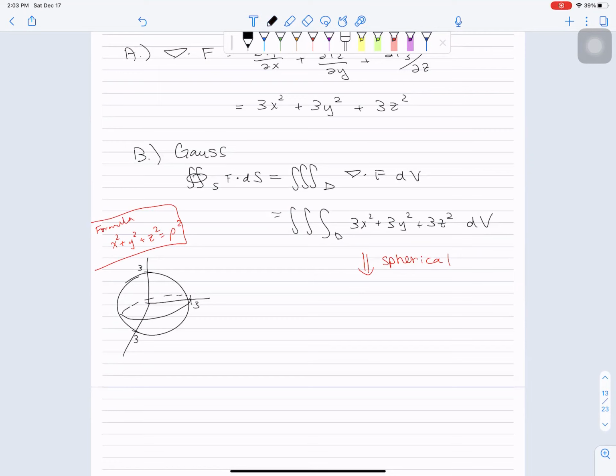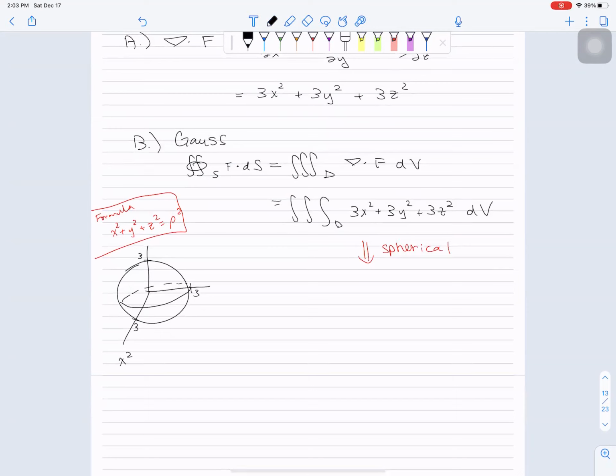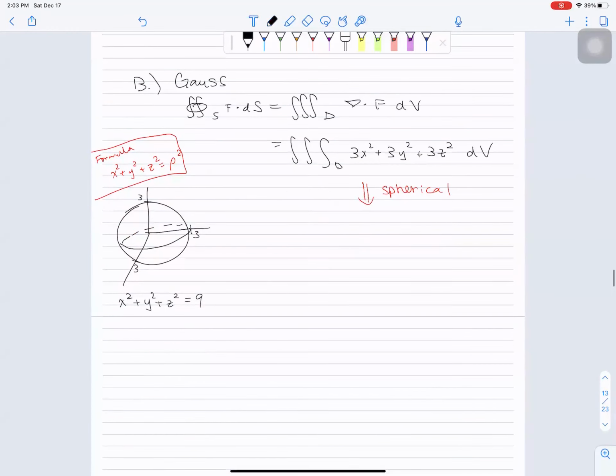What is the equation of my sphere? You should know an equation of a sphere is x squared plus y squared plus z squared equals 9, because my radius is 3. So when I convert to spherical, what happens? Three things: bounds, integrand, differential.